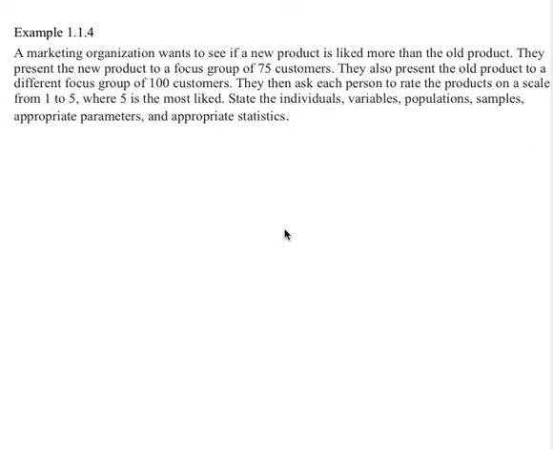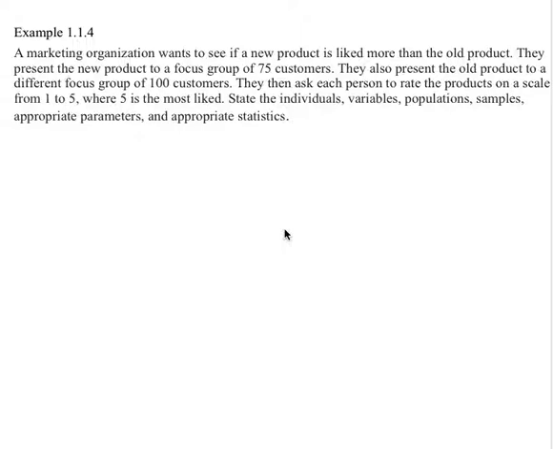So this example will help you see what is an individual, a variable, a population, and a sample. As a reminder, individuals, variables, populations, and samples are not what you think they are from your daily life. These are very specific in statistics. An individual is who you measure.